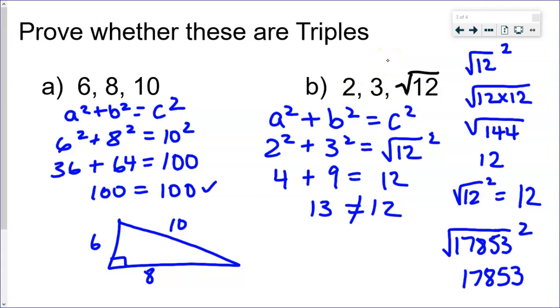You'll be given numbers in your assignment. They'll ask you to prove whether they're triples or not, and you basically just have to plug them into that formula and prove it. And again, you're going to see some sides that have square root symbols in them, and now that you know this, you'll be able to cruise on through it.